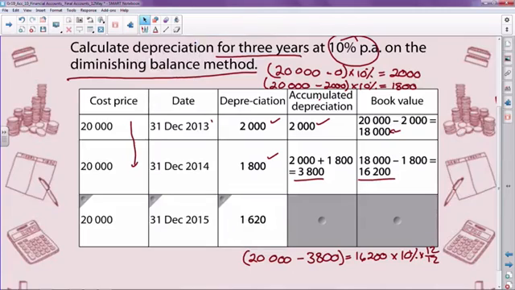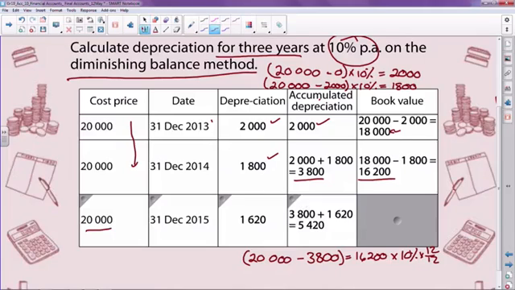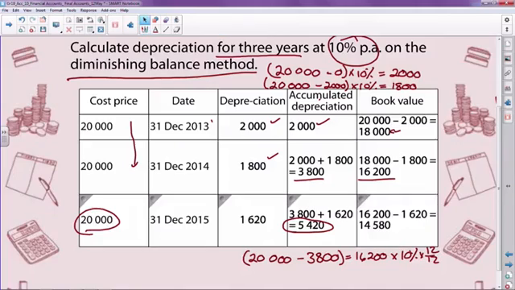1,620. Now what did you lose in total? You have to take your 3,800 plus 1,620 to give you your 5,420, and then what do I do next? I need to go and take the 20 minus what I've lost in all 3 years, which is 5,420, and then you will see that you will get your carrying value or your book value of 14,580.